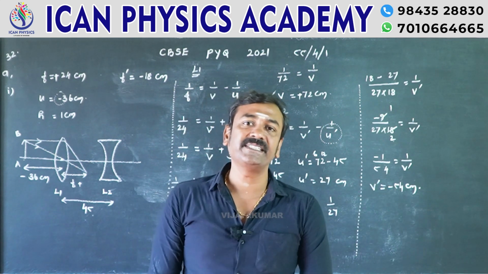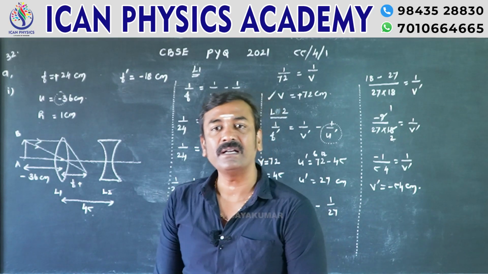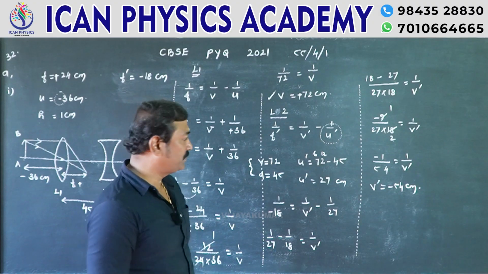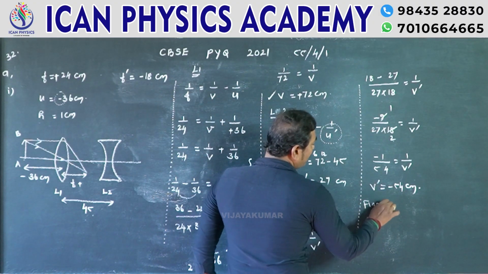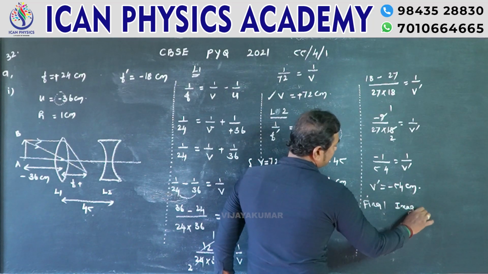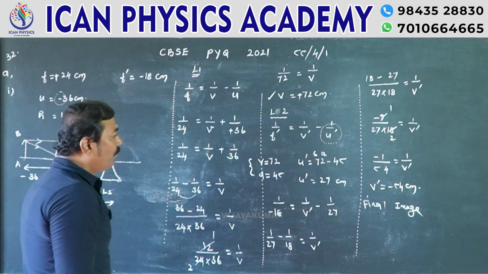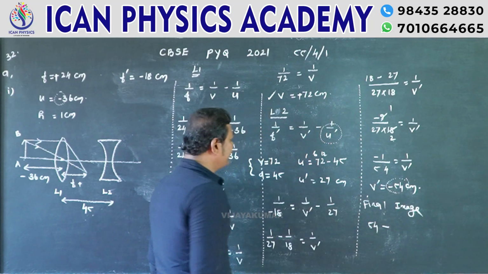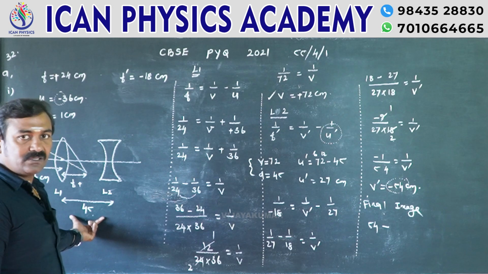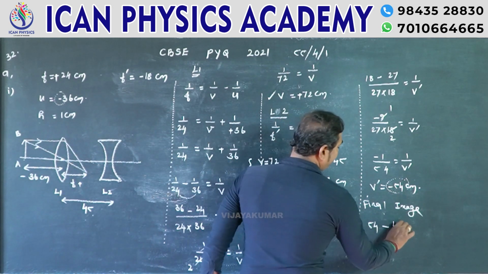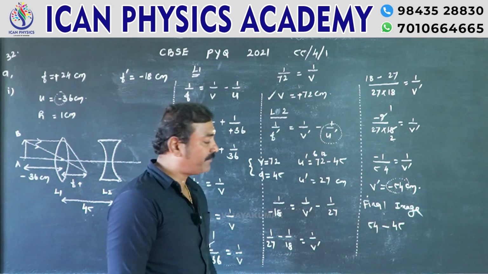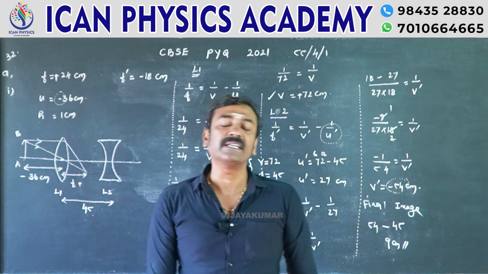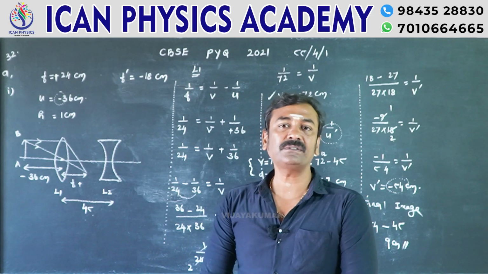So the final image is obtained at a distance of 54 centimeter. What is our question? What is the final image? The final image position is 54 minus the distance between the two lenses, which is 45. So 54 minus 45, then we get the final image at a distance of 9 centimeter. Do you get it now? Do you have any doubts? No doubts.